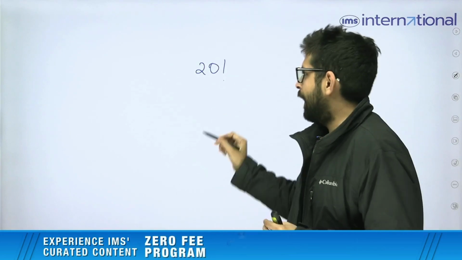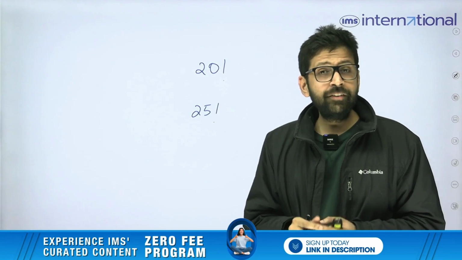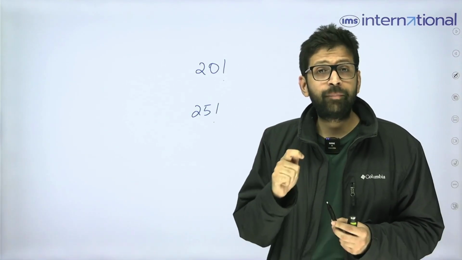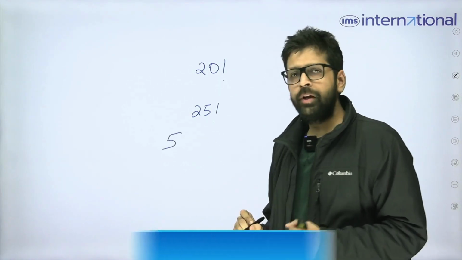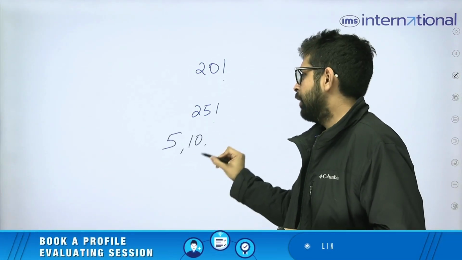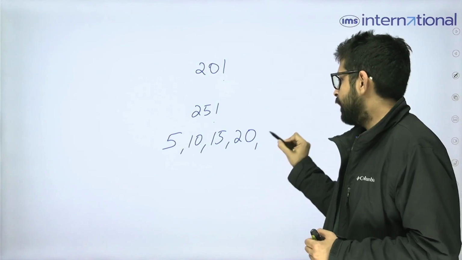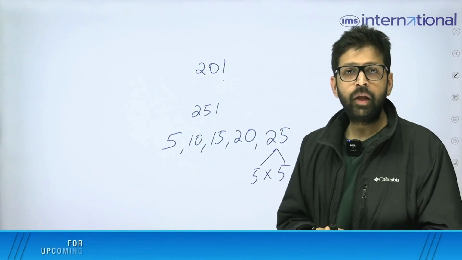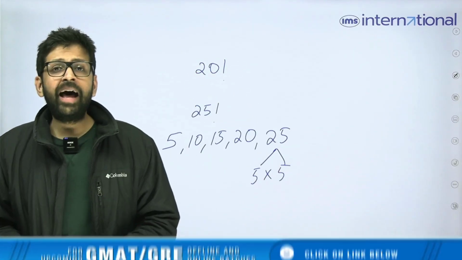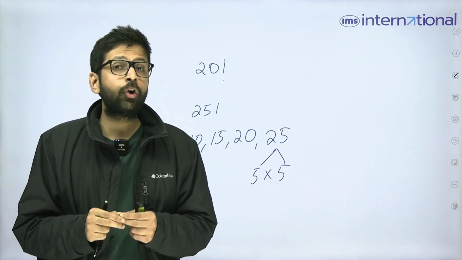Alright, now if I ask you how many zeros will be there at the end of 25 factorial, if your answer is 5, you are mistaken, my friend. Why is that? Because 5 will be contributing a 5. 10 will be contributing a 5, 15 will be contributing a 5, 20 will be contributing a 5, but 25 would be contributing 2 5s. So therefore, the total number of 5s that I will have would be 6, and therefore the total number of zeros at the end of 25 factorial would be 6 and not 5.